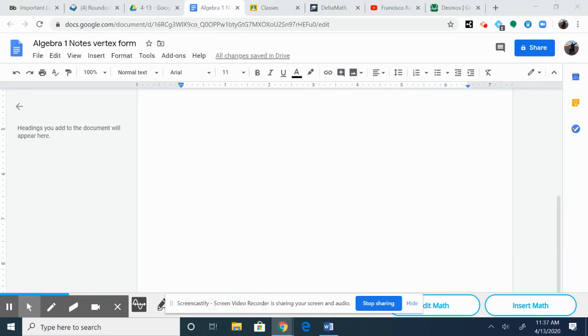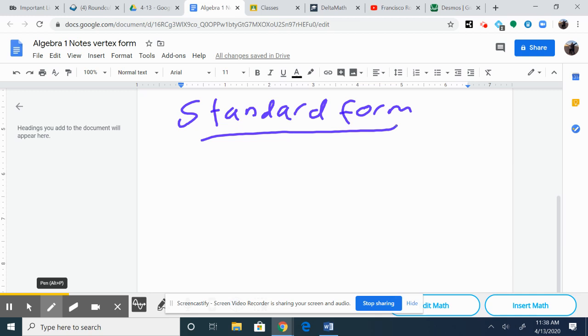So what we've learned so far about quadratics is that there are two different versions that we can set them up. We have standard form, which is the one that we've been using the most, where y is equal to ax squared plus bx plus c. That's the majority of the time that we used.